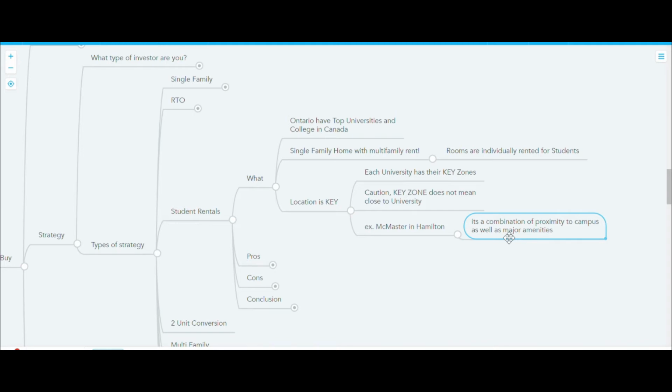Compare that to south of Main Street West, which is a little closer to the university campus, but the housing is a little cheaper. Even though it's close to the campus, students consider it less desirable because it is further away from the major amenities. So properties that are the same distance to the university, or even closer, are not necessarily more valuable. That's the lesson here. It's truly a combination of proximity to campus as well as the major amenities. They still want the lifestyle.